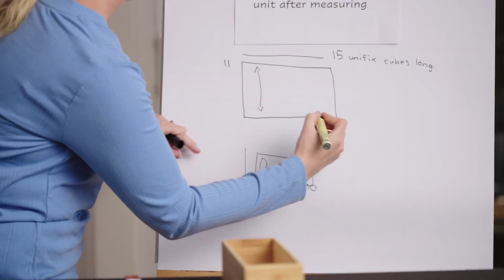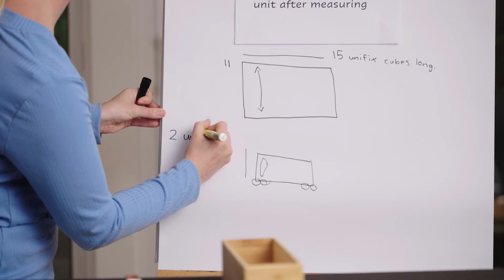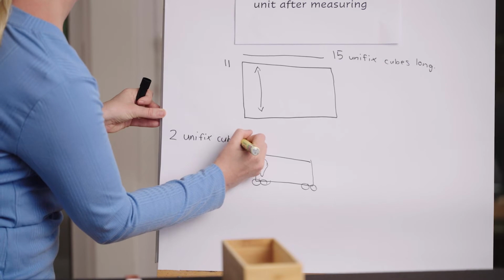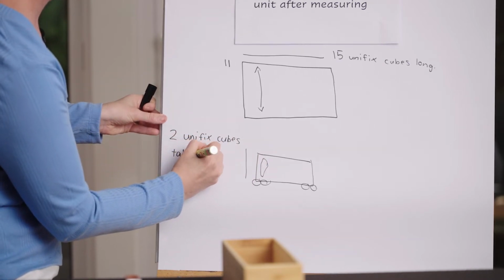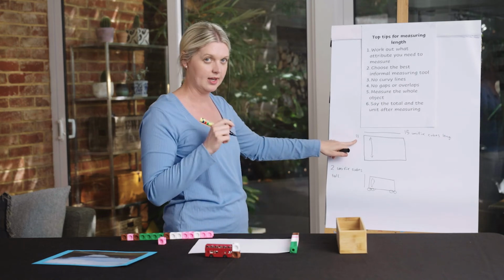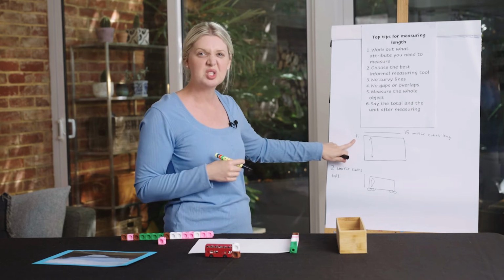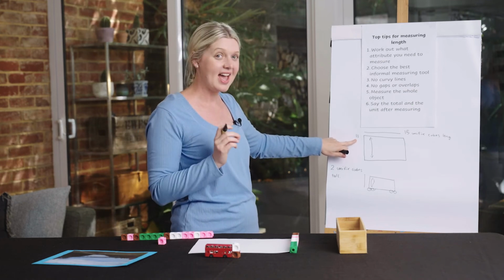I'm going to write that here. So 2 Unifix cubes tall. Now I'm just looking up here. Now mathematicians know that they can always go back and add more detail. I just wrote 11. That doesn't tell us much. I'm going to add more.